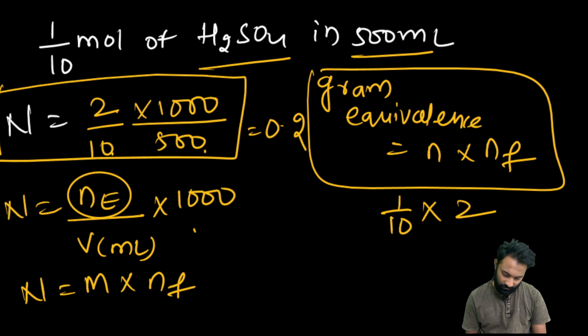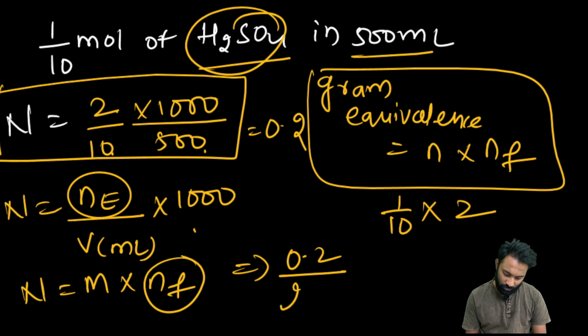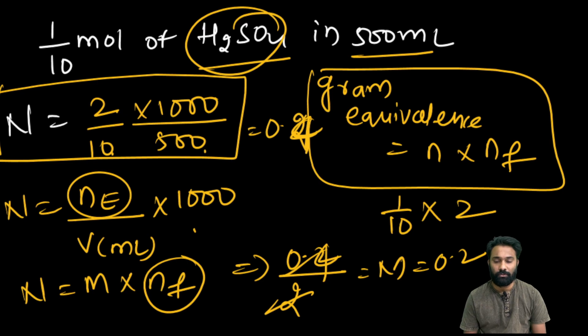Then normality is equal to molarity into n factor, right? Normality is 0.2 and the n factor for the H2SO4 is 2. Then the molarity will be, how much you will get? Sorry, here you will get 0.4. 0.4 by 2 if you do, molarity will get 0.2. Clear? I hope it is clear.